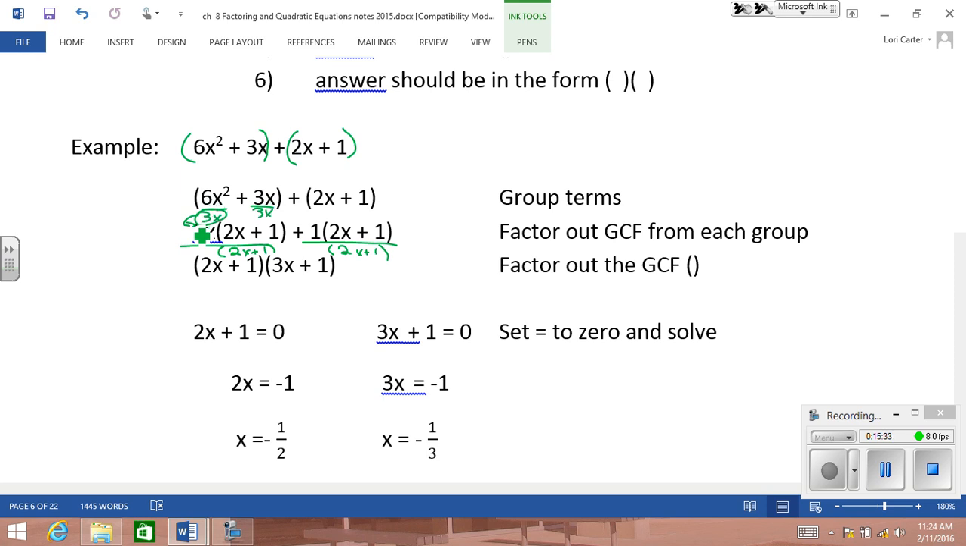So the 2x plus 1 went here, right? So now you put in your parentheses. Now the 2x plus 1 does what? Cancels. What do you have left? 3x. 2x plus 1 cancels. What do you have left? 1.